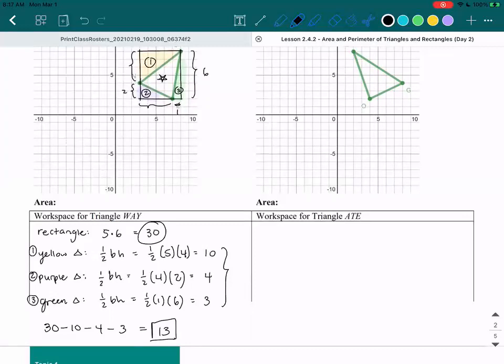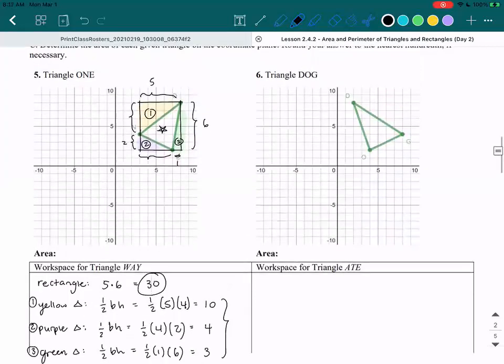All right, so I want you guys to try number 6 on your own, and then we'll come back and see if you got it right. So try that on your own first.